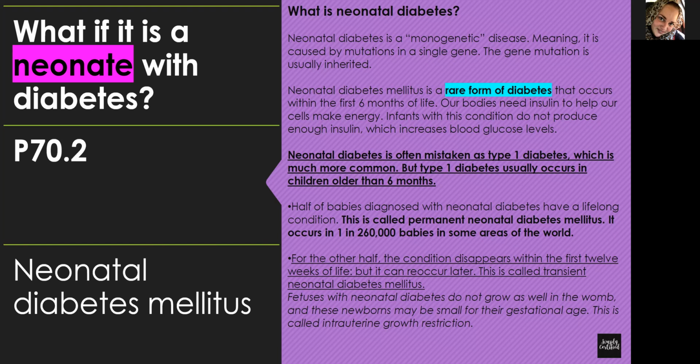For the other half of those babies, the condition just goes away when the baby's about 12 weeks old, or sometimes even sooner than that. But the thing is, it can come back later. And when it does, it's called transient neonatal diabetes. So fetuses, unborn babies that have neonatal diabetes, don't grow as well as they should inside the womb. And they might be really small for their gestational age. So you might have a full-term 40-week newborn who's a little bit small for a normal baby.